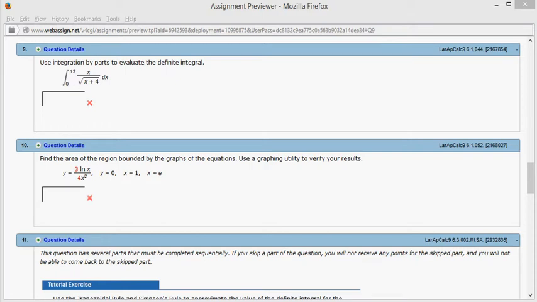Alright, let's look at homework 6.1, 6.3, problem number 9. Let's use integration by parts to evaluate this definite integral.